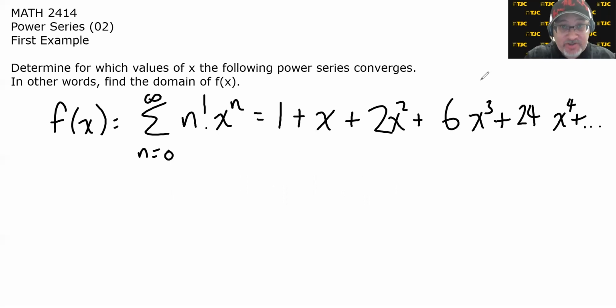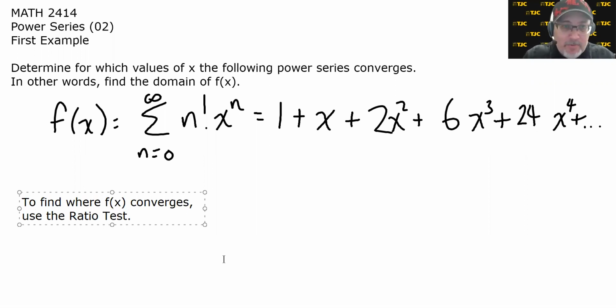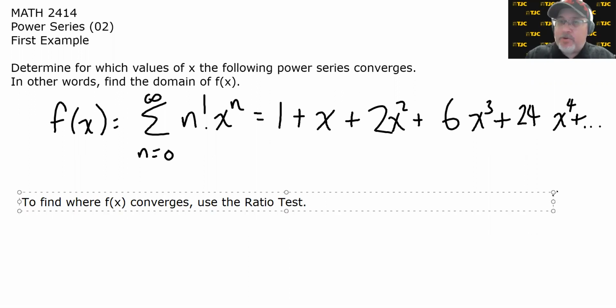The answer is, and this is the technique that we will use for most, if not all, of our power series, to find where f of x converges, we're going to use the ratio test. If you're not familiar with the ratio test, then I highly recommend going to watch the second to last video in the previous series. But the ratio test basically said that a series will converge if the limit of the absolute value of the ratio of two consecutive terms is less than 1. If it's greater than 1, we get divergence. If it's equal to 1, it's inconclusive.